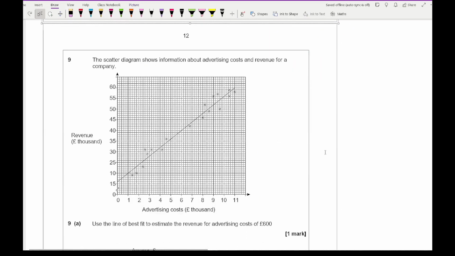Then moving on to question 9, which is our last question. It says the scatter diagram shows information about advertising costs and the revenue of a company. And for part 8, it says use the line of best fit to estimate the revenue for advertising costs of £600. Now £600 is basically, now notice how the advertising costs are in thousands. So it's going to be 0.6 thousand. So 0.6 is here.